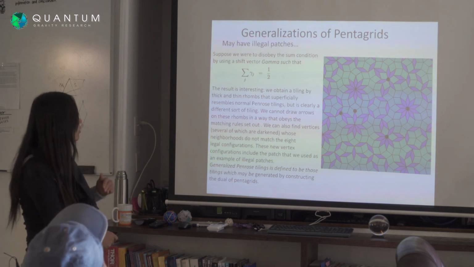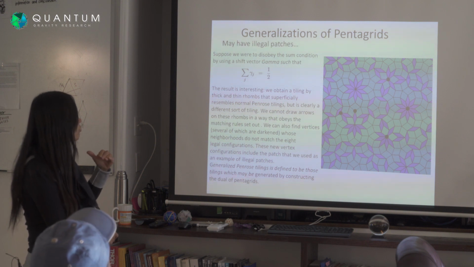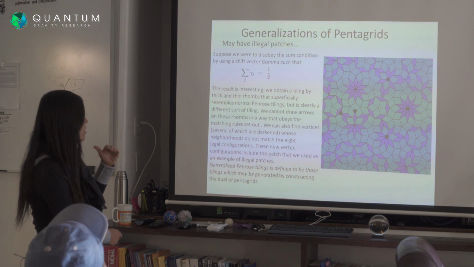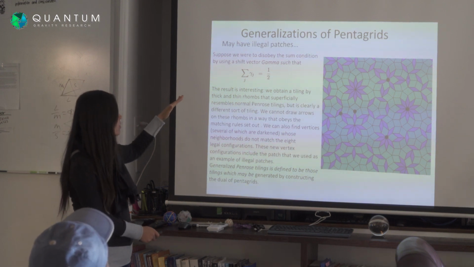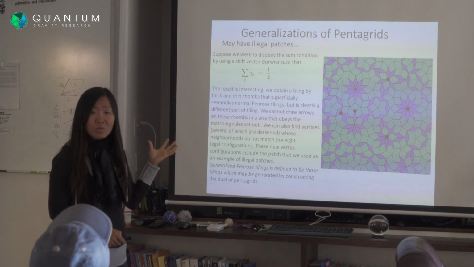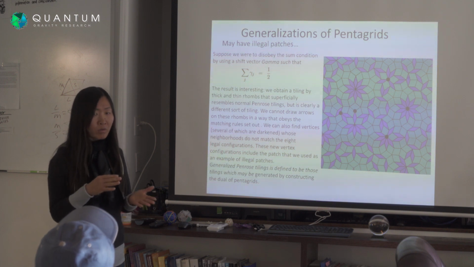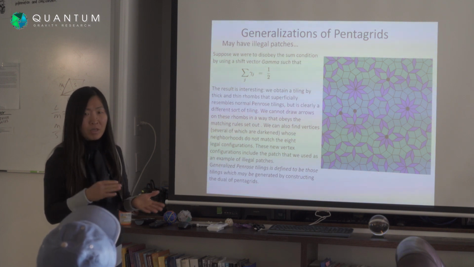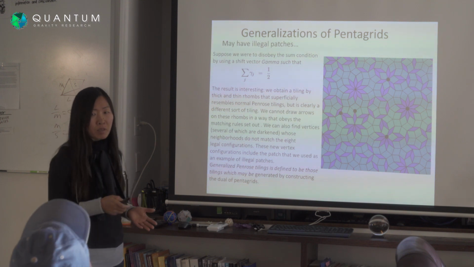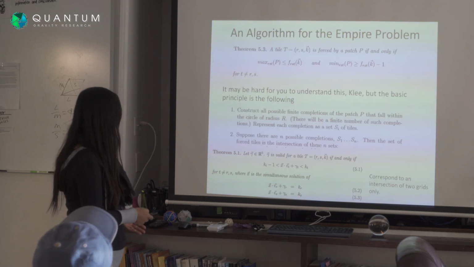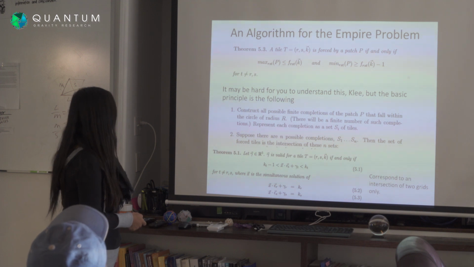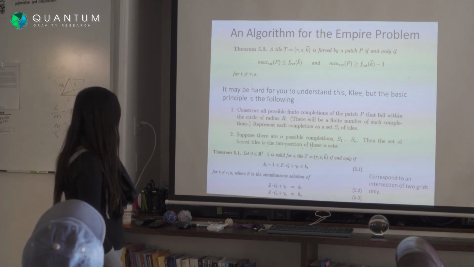But you can continue. You can still move the window, but keep the sum of the gamma equal to 1/2 or equal to 0. So it's always the same type of quasicrystal, following the same matching rules, but it still can have phason dynamics. Okay, so an algorithm for the empire problem.